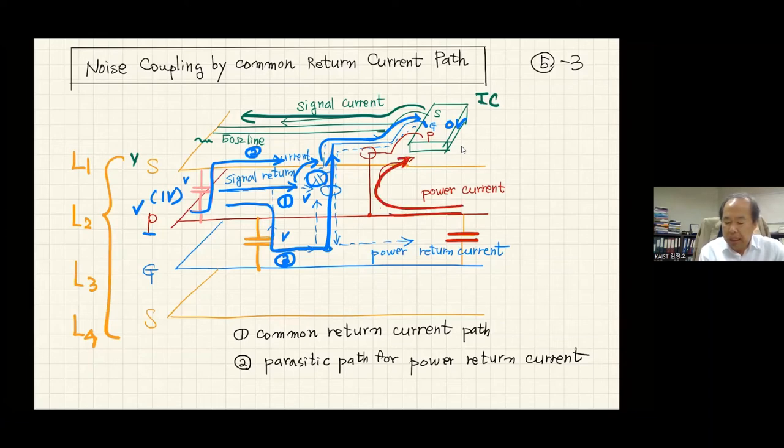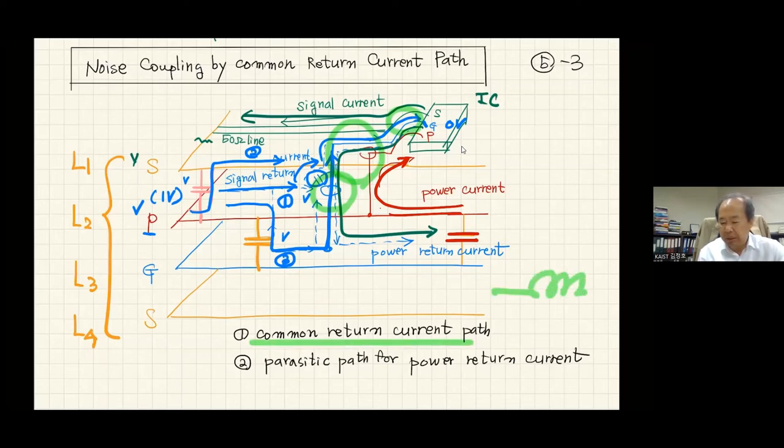Power plane and the via and pin, and then the return current of this current will go through this path. So here again, the return current of signal and power will overlap at the PCB trace, pin, and via. Because of this common return current path, if there is any inductance, capacitance, and resonances, it will create a parasitic path, and it will create noise coupling between signal and power.